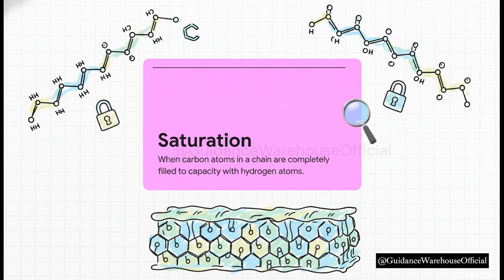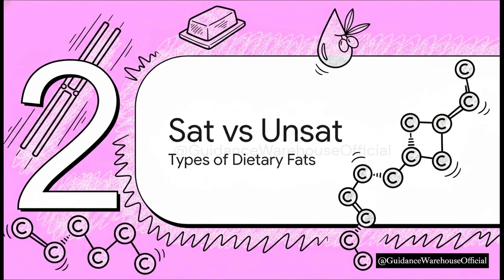Notice the definition here. Saturation refers to whether the carbon atoms in a chain are completely filled, or literally saturated to maximum capacity, with hydrogen atoms. If every single carbon has 2 hydrogens attached via single bonds, boom, it's fully saturated. Let's move to section 2 and see how this builds into saturated versus unsaturated fats.